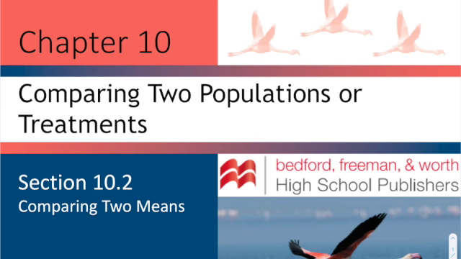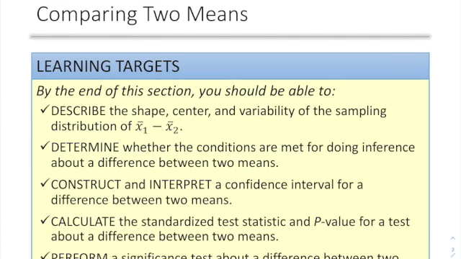Section 2 is about comparing two means. This section is going to be broken up into three parts. First, we'll be describing the shape, center, and variability of a sampling distribution of the difference between means, and then determining the conditions. The second video will be all about confidence intervals, and the last video about hypothesis testing.